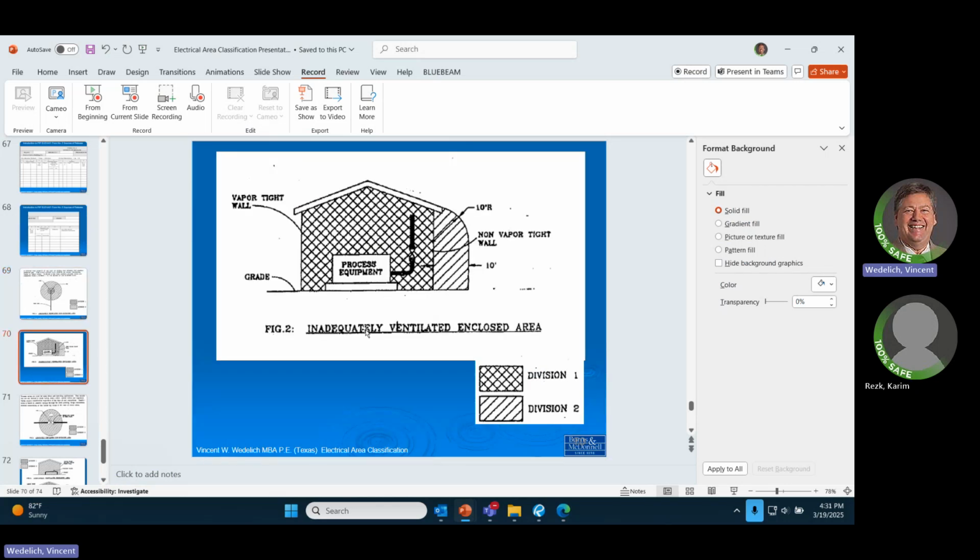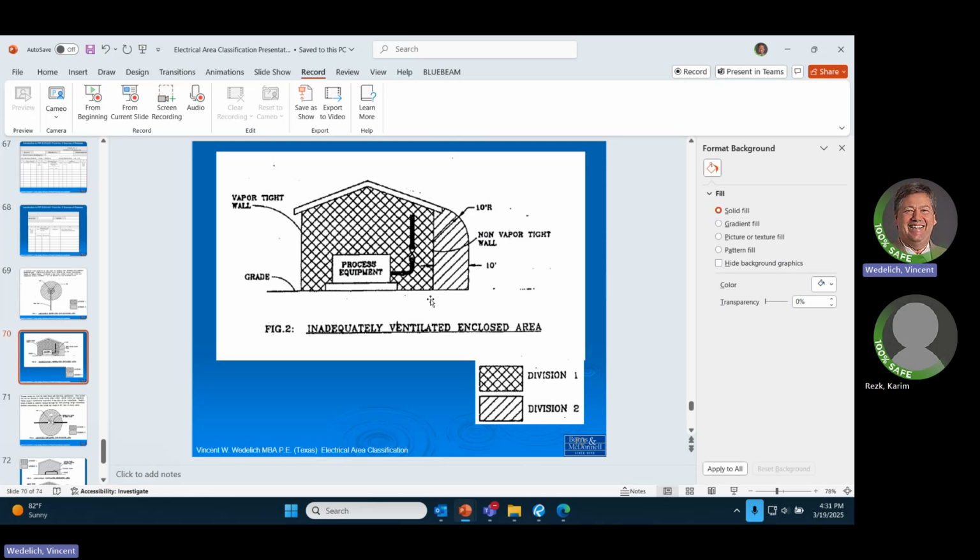Here we have an inadequately ventilated enclosed area. There is no ventilation in there. They put process equipment in there. This room is a Div 1 area, so all the electrical equipment, including the process equipment, must be rated for Div 1. The adjacent wall on both sides. I don't know why they didn't show it on both sides. Oh, this one's a vapor tight wall. This is the vapor tight wall, and this is the non-vapor tight wall. That's why they showed it that way.